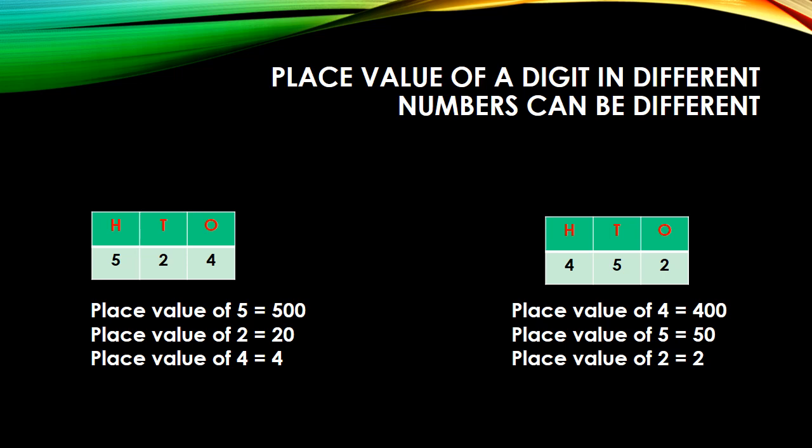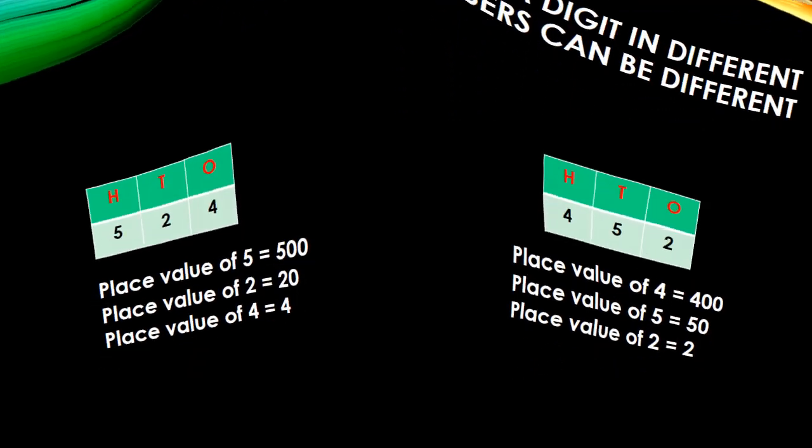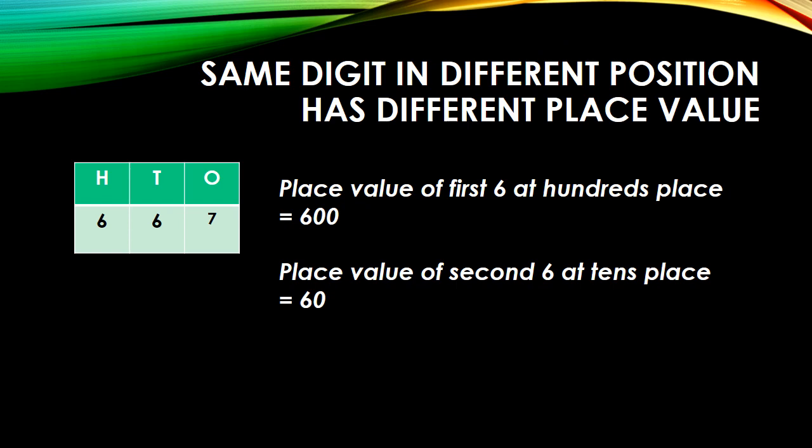In both examples, you can see that 5 is the same number but the position of 5 is different. In the first example, the position of 5 is at hundreds. That's why we have written 5 equals to 500. In the other example, the position of 5 is at tens. Therefore, we have written 5 equals to 50. We can say that place value of a digit in different numbers can be different. Same digit in different position has different place value.